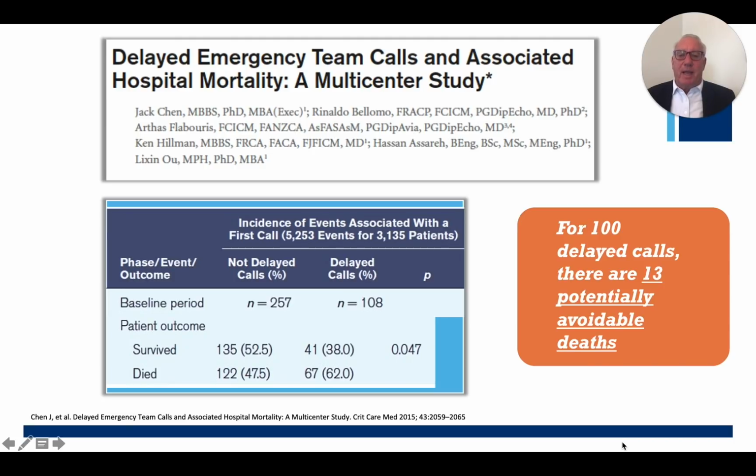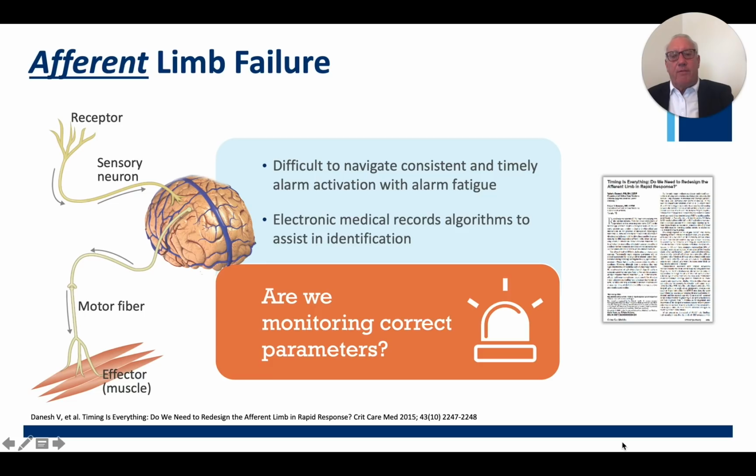Where there was a delay, survival was 38% versus died of 62%. Where it was not delayed, 52% versus 47%. Maybe there is something to the timing of this afferent limb.